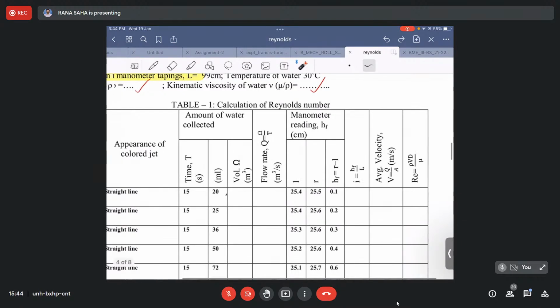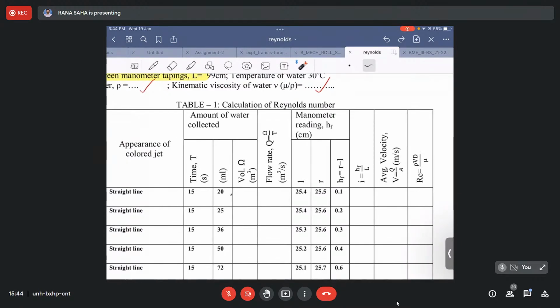So kinematic viscosity, if you know, that is the same. Basically, it is V d by nu. You can also write.